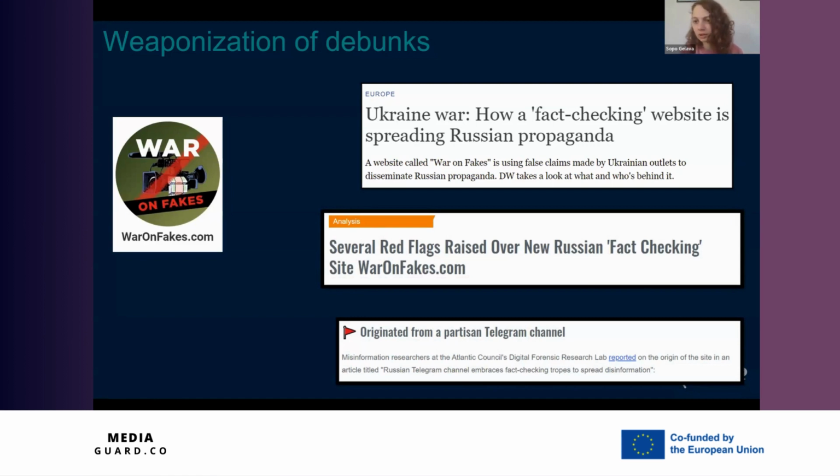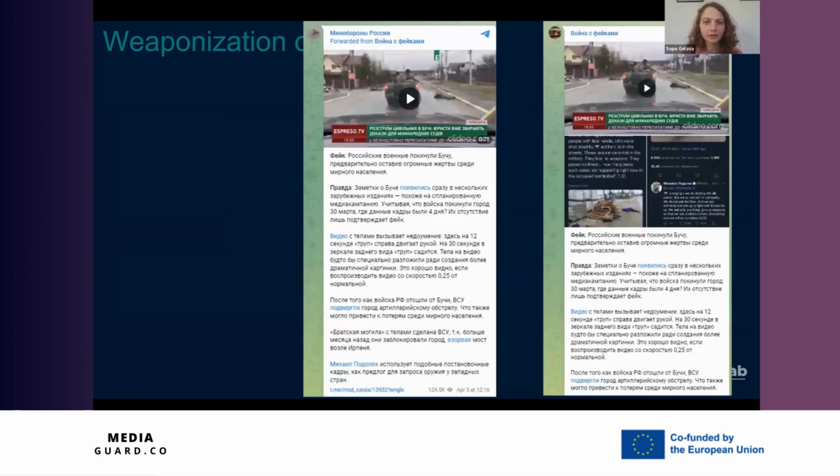I can recall several in Georgian context, which is not coming necessarily from Russia, but they are domestic actors, and they are using this weaponization of fact-checking as a tool themselves as well. And there are many, many reports from trustful sources about War on Fakes, and you can read those if you're interested in this method. One of the examples is the Bucha case and Bucha massacre.